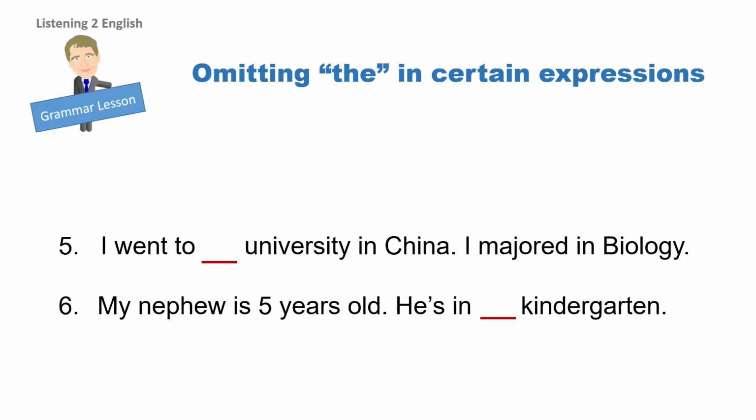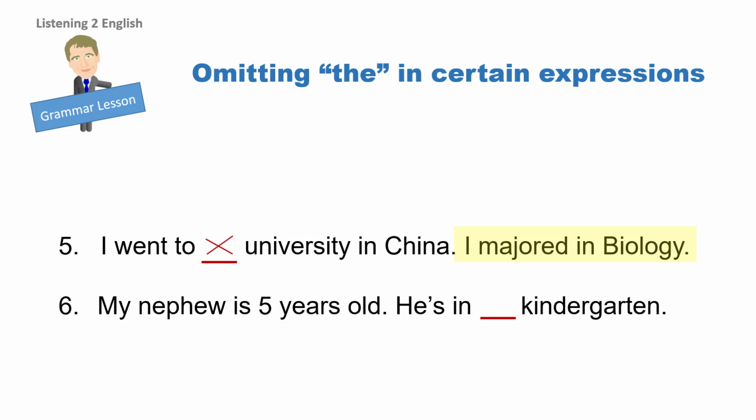Number 5, "I went to university in China. I majored in biology." Number 6, "My nephew is 5 years old. He's in kindergarten." So number 5, "I majored in biology." It sounds like this person's talking about being a student. So there's no "the." "I went to university in China."